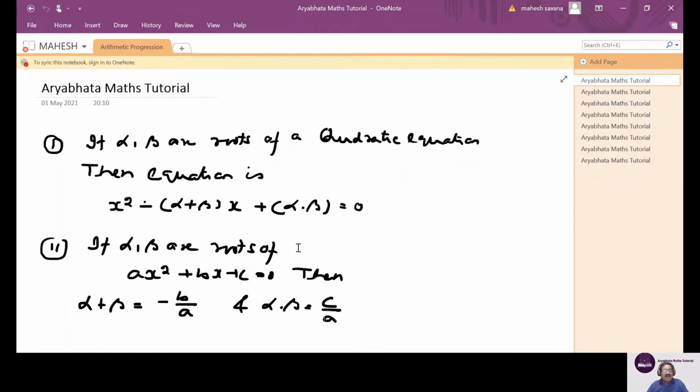You have already learned that if alpha, beta are the roots of a quadratic equation, then the equation is x square minus (alpha plus beta) into x plus alpha into beta is equal to 0. You have also learned that if alpha, beta are the roots of ax square plus bx plus c is equal to 0, then alpha plus beta is equal to minus b upon a and alpha into beta is equal to c upon a.